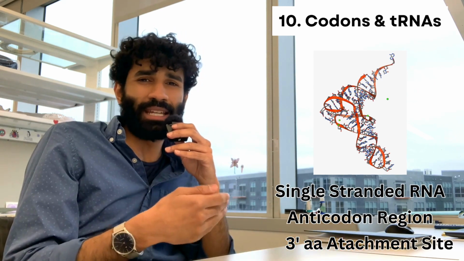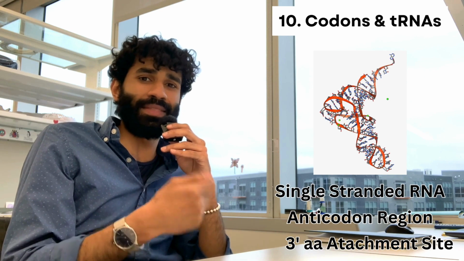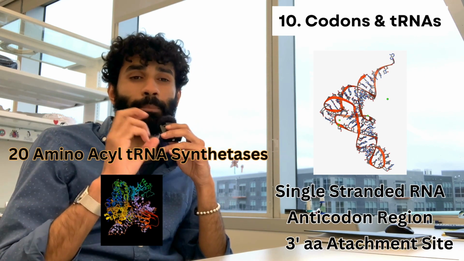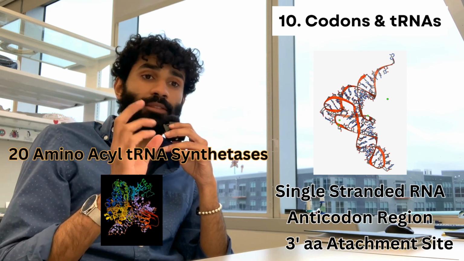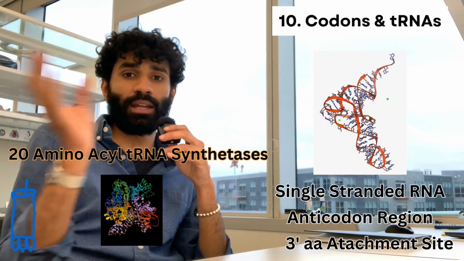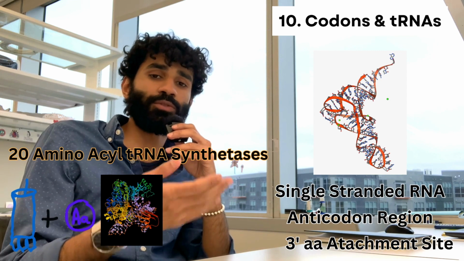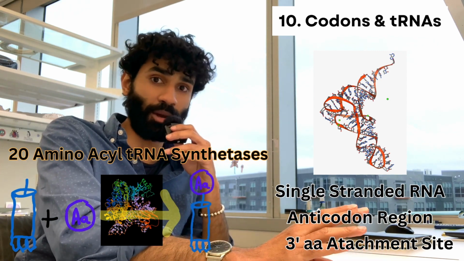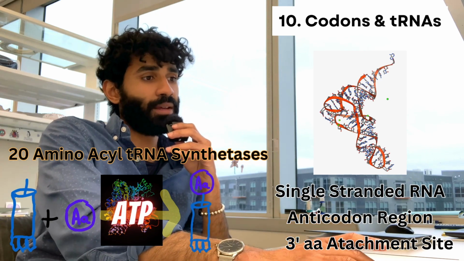You have these 20 aminoacyl tRNA synthetases. These 20 aminoacyl tRNA synthetases bind to a tRNA, and then they bind to an amino acid and attach the appropriate amino acid for each tRNA. That's what they do, and it's an ATP dependent process. Don't forget that. All right, so you know about tRNAs, you know about codons.